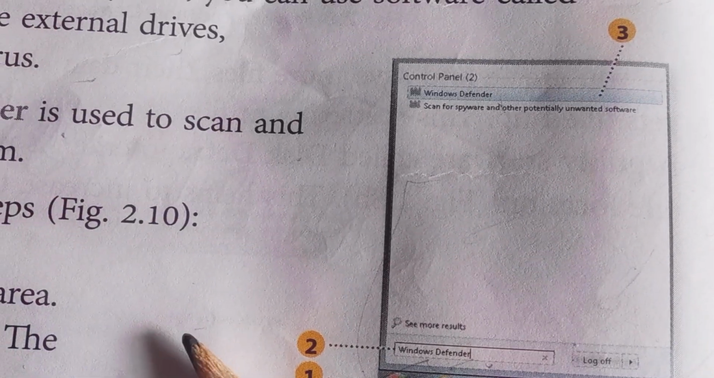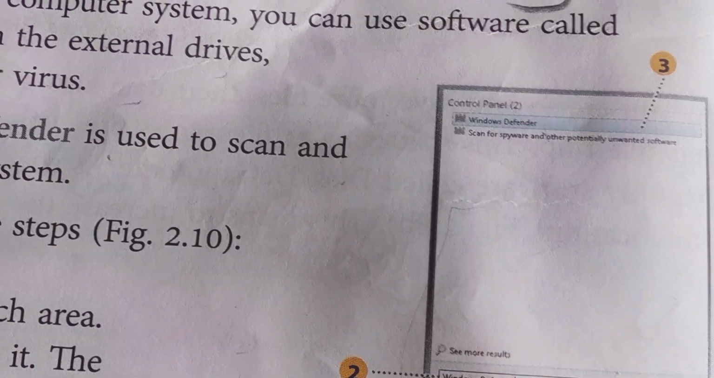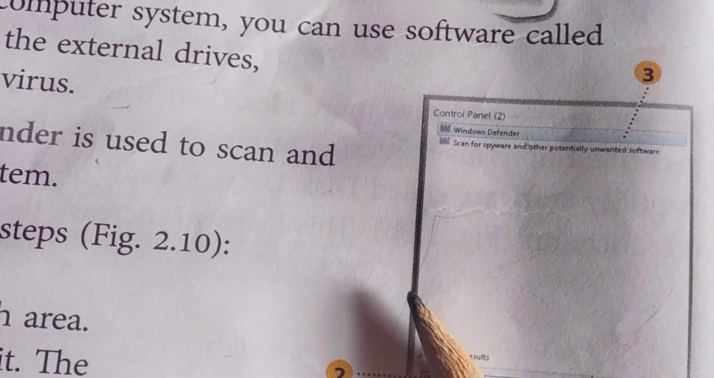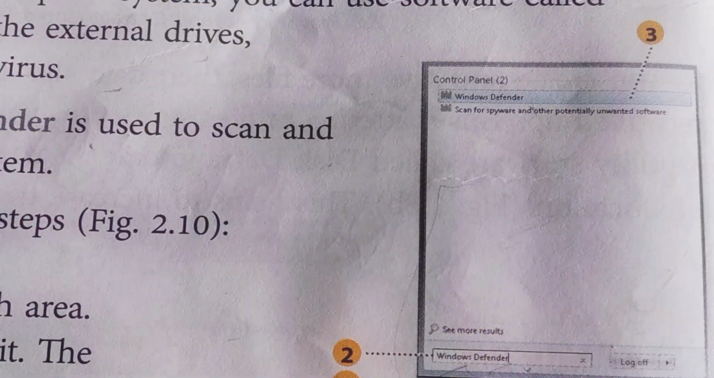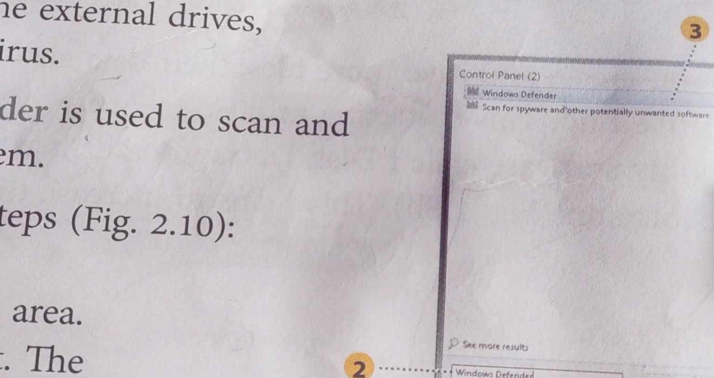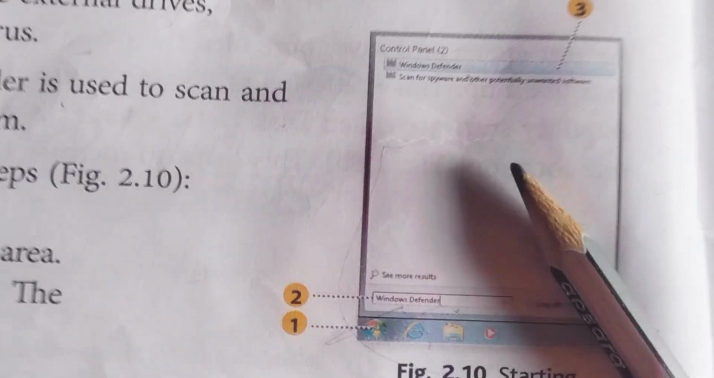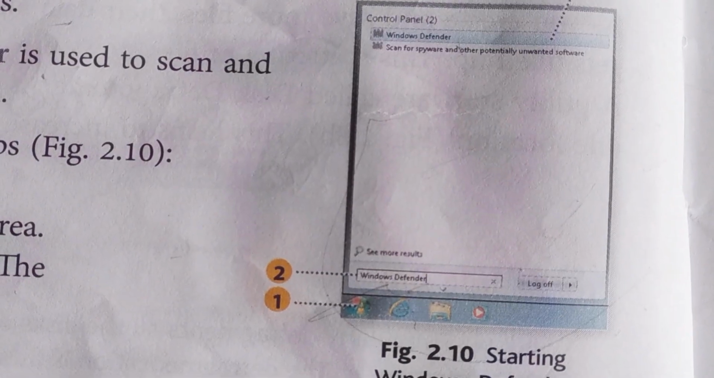Quick scan scans the areas of the computer that are most likely to get infected by a virus. It will scan those areas. Then full scan will scan your whole computer. And custom scan scans a specific file, folder or drive on a computer for viruses.